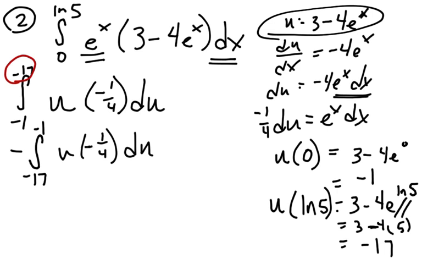And now I want to go ahead and pull that negative 1/4 out in front of the integral. When I do that, I multiply it by the negative already there, so it'll be positive 1/4 times the integral from negative 17 to negative 1 of u du. Let's see, I'm going to recopy that on this next page to continue this. Oops, 1/4 in front. Negative 17 to negative 1 u du.